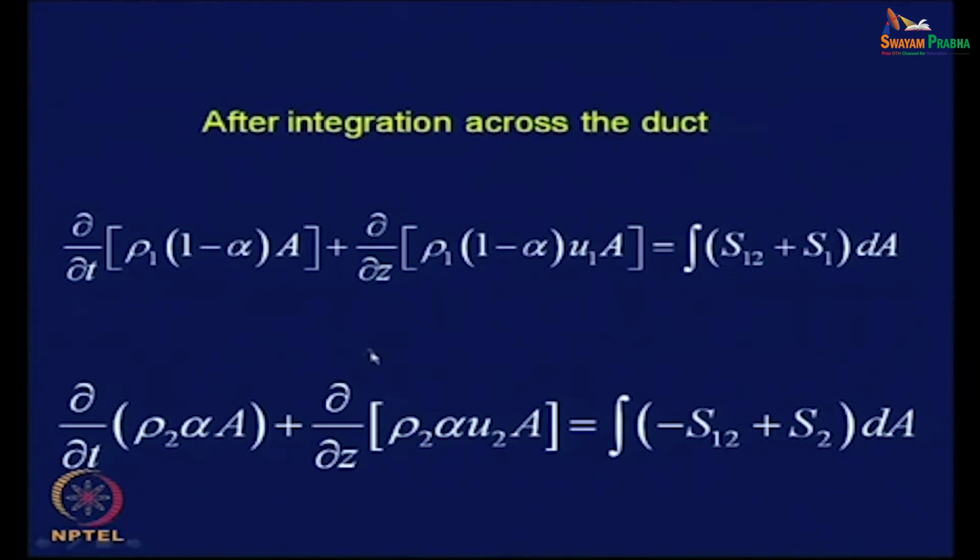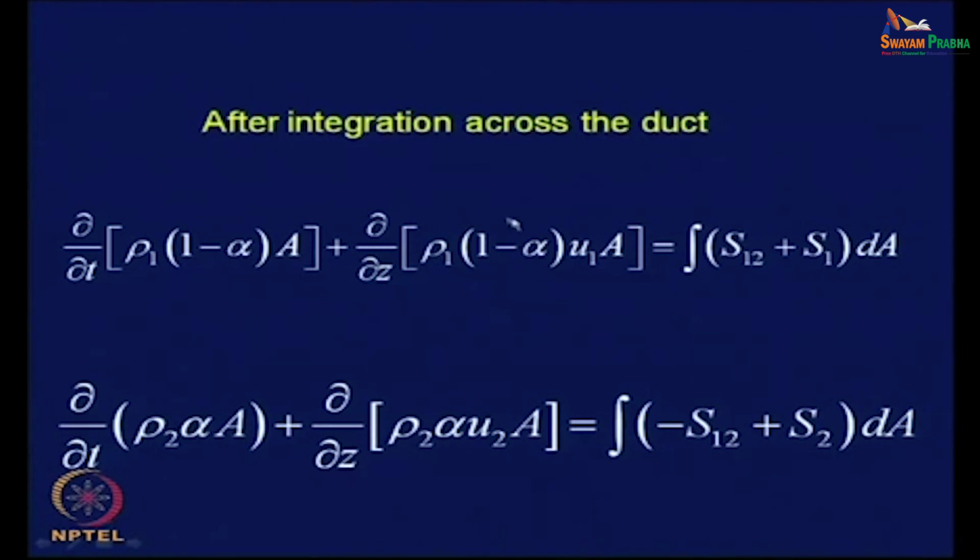Now, if we add the two, what do we get? For the derivative of T, it is del del T of rho 1 into 1 minus alpha A plus rho 2 alpha A. Okay. And what is this part? Rho 1 into 1 minus alpha plus rho 2 alpha, this is rho TP into A. Achha, then del del Z of rho 1 into 1 minus alpha u1 A plus rho 2 alpha u2 A. Fine.